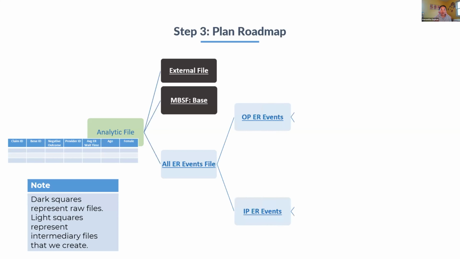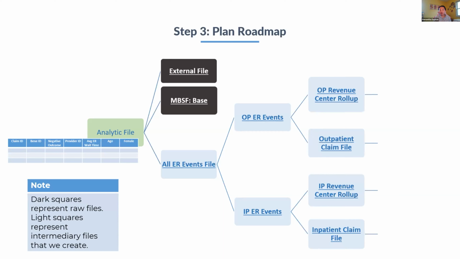So again, break it down more. I know that there's going to be outpatient ER events and inpatient ER events. And then how can I break this down further? Or do I need to break this down further, right? And in this case, we do need to break it out further. So we're going to have an OP Revenue Center rollup file, and I'll explain what that means in a little bit, and then a claim file. So both for outpatient and for inpatient.